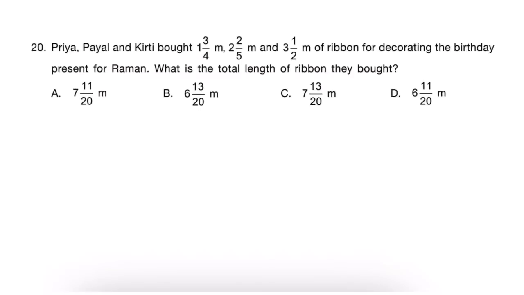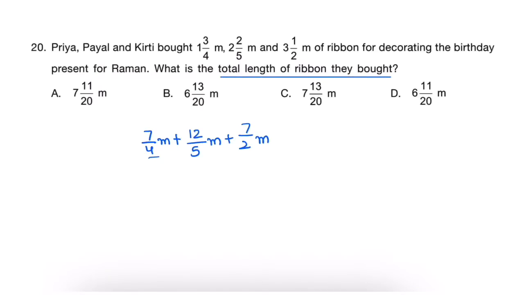Question 20. Priya, Payal and Kirti bought 1 3 upon 4 meter, 2 2 upon 5 meter and 3 1 upon 2 meter of ribbon for decorating the birthday present for Raman. What is the total length of ribbon they bought? First, we'll convert the mixed fraction into an improper fraction. So, 4 1's are 4 plus 3, 7. 7 upon 4 meter plus 5 2's are 10 plus 2, 12. 12 upon 5 meter plus 3 2's are 6 plus 1, 7. 7 upon 2 meter. We are adding all the lengths because we have to find the total length of ribbon they bought all together. Okay.